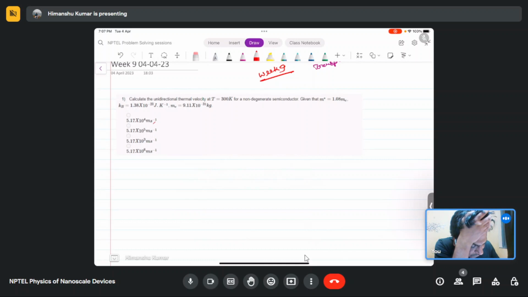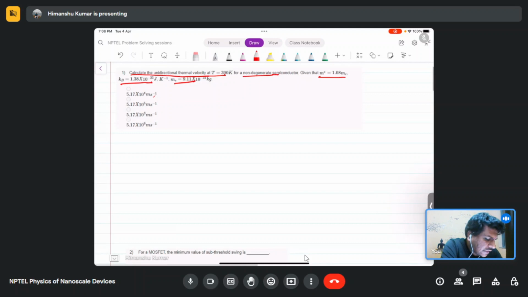The first problem asks to calculate the unidirectional thermal velocity at temperature 300 Kelvin for a non-degenerate semiconductor. Given that m star equals 1.08 m0, and kB and the mass of the electron are given. As in the derivation done in the class, our unidirectional thermal velocity is basically the average velocity over all the injection angles.